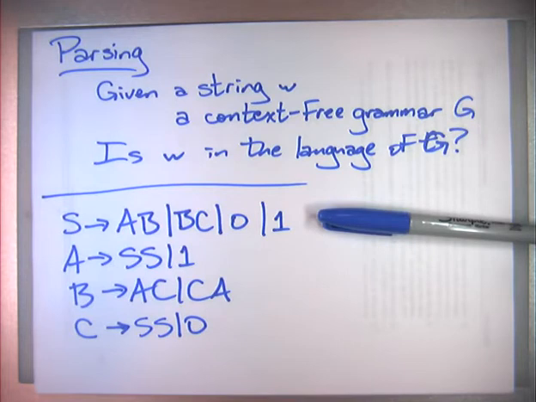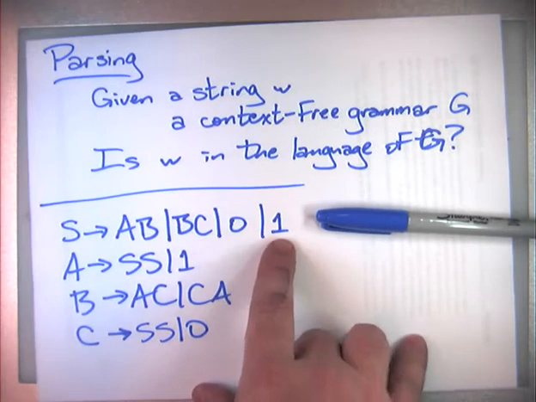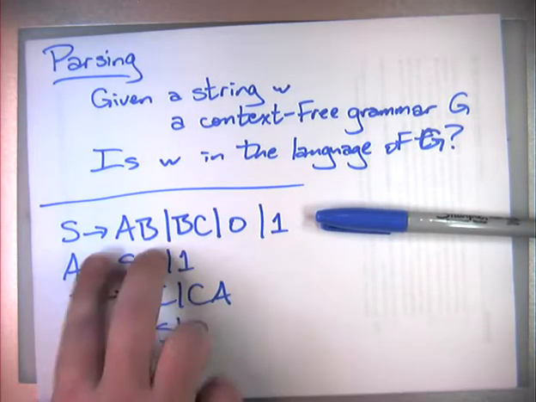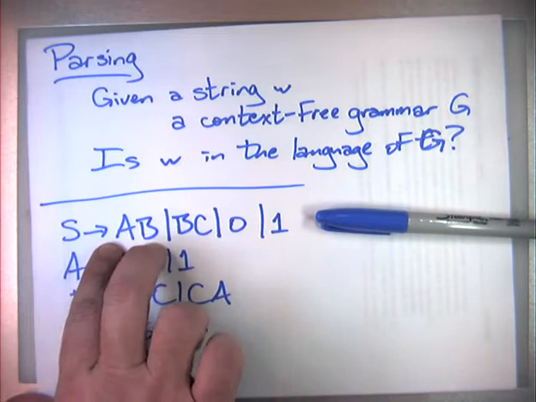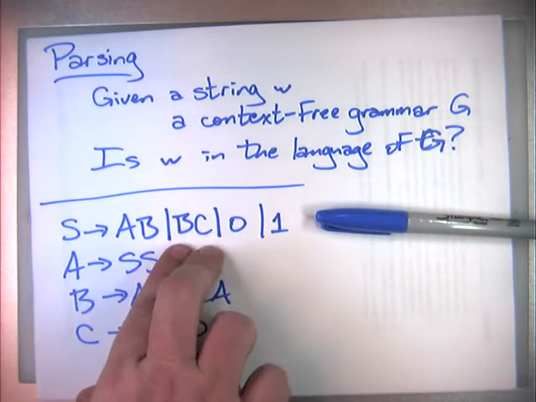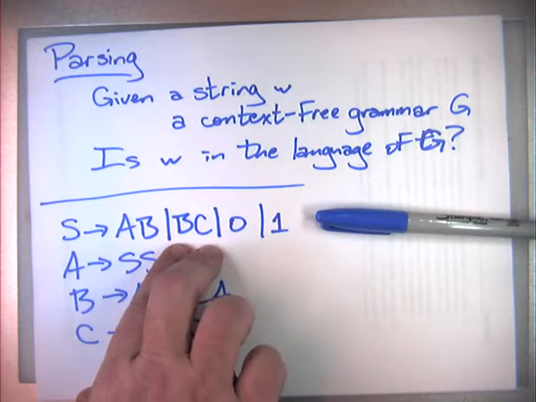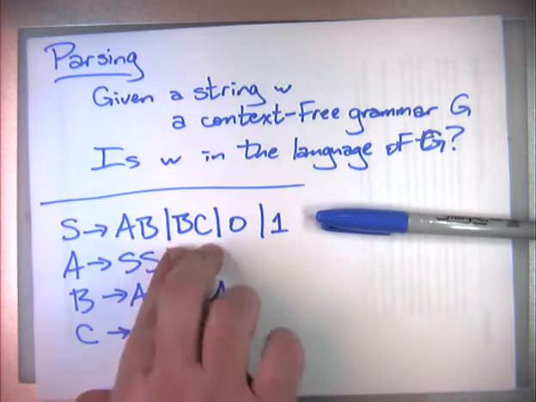One, the string is the string 0. Two, the string is the string 1. Three, I can split the string into a prefix that's in the language of non-terminal A and a suffix that's in the language of non-terminal B. Or four, I can split the string into a prefix that's in the language of B and a suffix that's in the language of C.